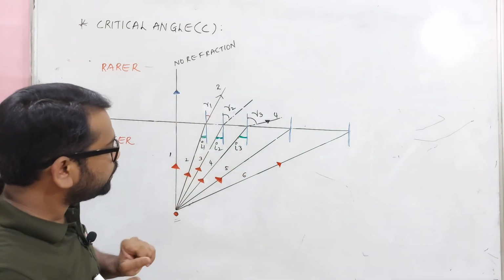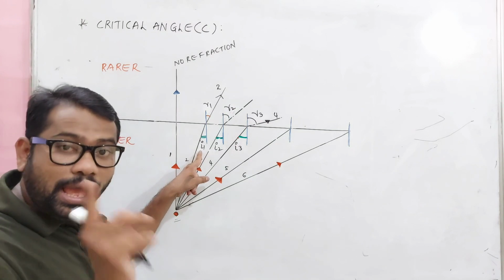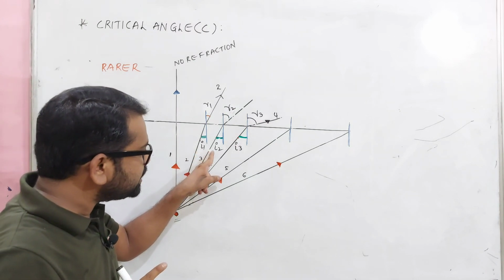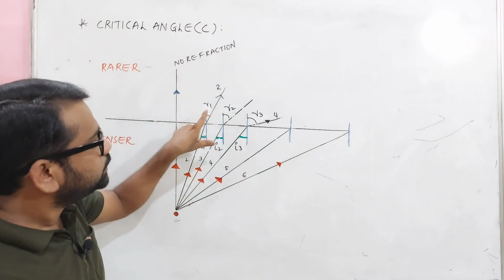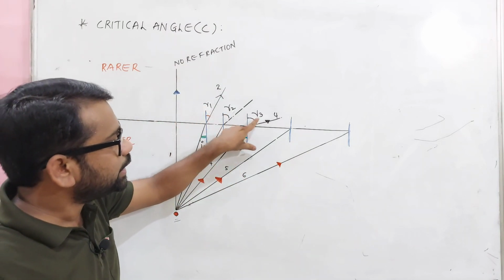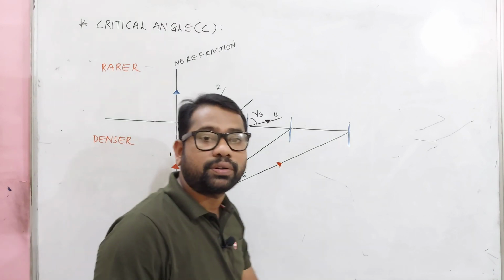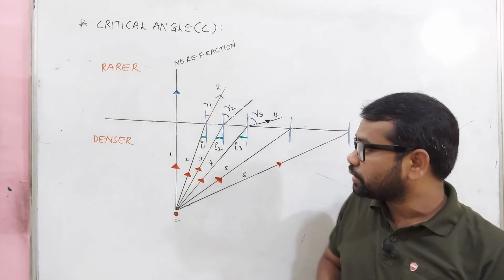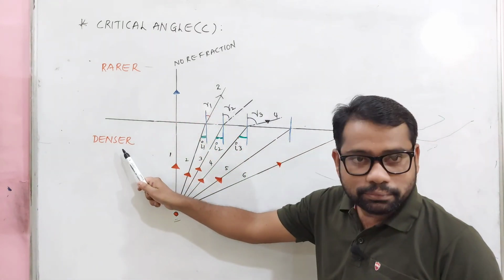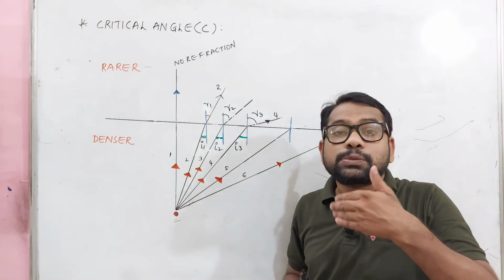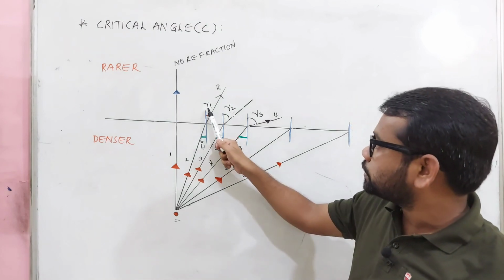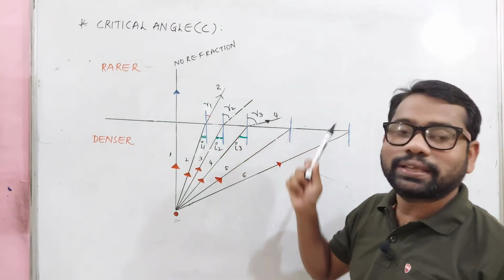Here this light ray, if you can see, in a denser medium, as the angle of incidence is increasing, then what is happening? In a rarer medium, the angle of refraction is also increasing, which is a very, very important point. Very much important point. Just try to notice here, in a denser medium, as the angle of incidence is increasing, the corresponding angle of refraction is also increasing here.